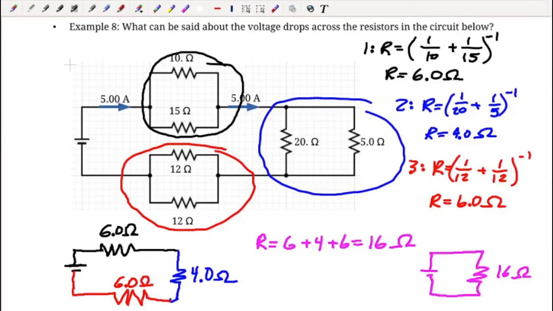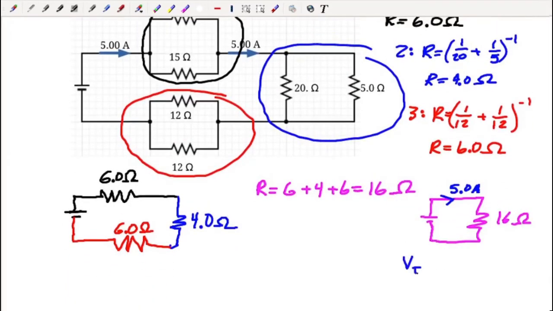So what I have got going on here, I've got this 5 amps of current. That is my total current that comes out of the battery. So I'm going to put that on this circuit as well. This is going to be 5 amps, which means I can use this circuit to find the total voltage. Because if this is an equivalent resistor to this, it has to use up all the voltage that each of these use. So if I've got 5 amps here and 16 ohms, to find the voltage total, I know it's going to be the current total times the resistance total. So that's just going to be 5 times 16, which is going to be a total of 80 volts.